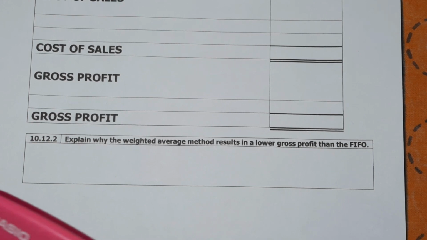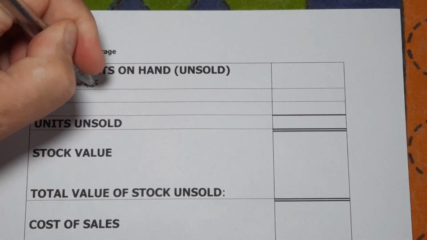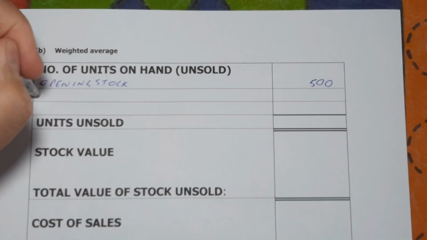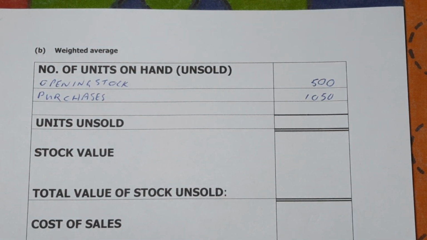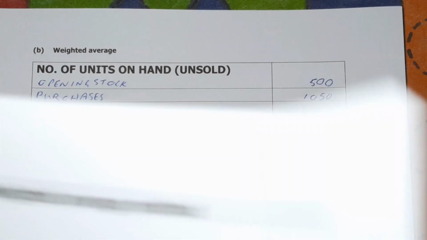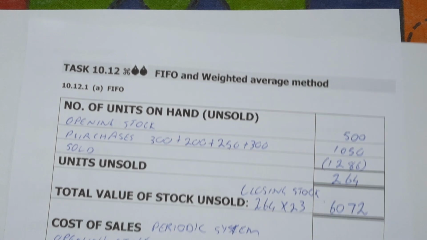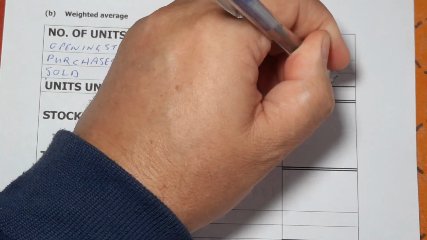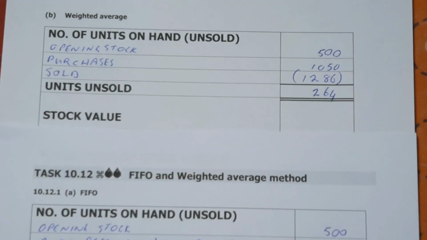Let us take a look at using the weighted average. Opening stock of 500 units. We had purchases of 1,050 units. If we look back at our previous part of the exercise, we said we purchased 300 plus 200 plus 250 plus 300. That gives us 1,050. We sold units of 1,286. Therefore, these calculations are exactly the same. We're still left with 264 units at the end.